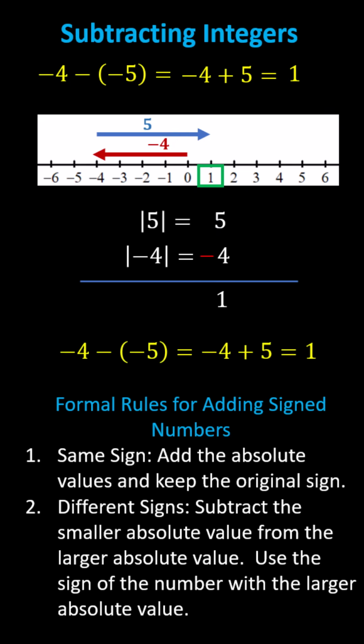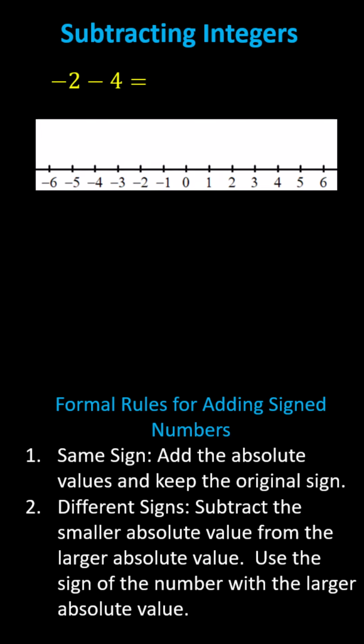And for the last example, we have negative 2 minus 4, which is equivalent to negative 2 plus negative 4. Using the number line, we first model negative 2 by moving 2 units to the left of 0, and then to subtract 4 or add negative 4, we move 4 units to the left, resulting in negative 6. Using the formal rules, we consider negative 2 plus negative 4.